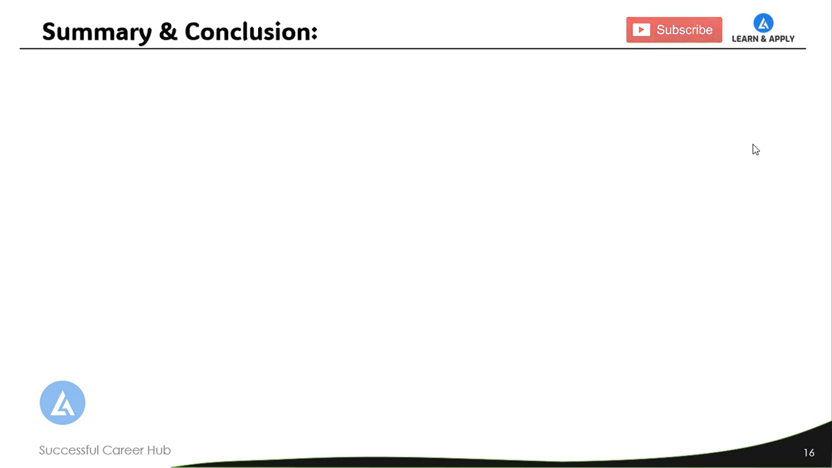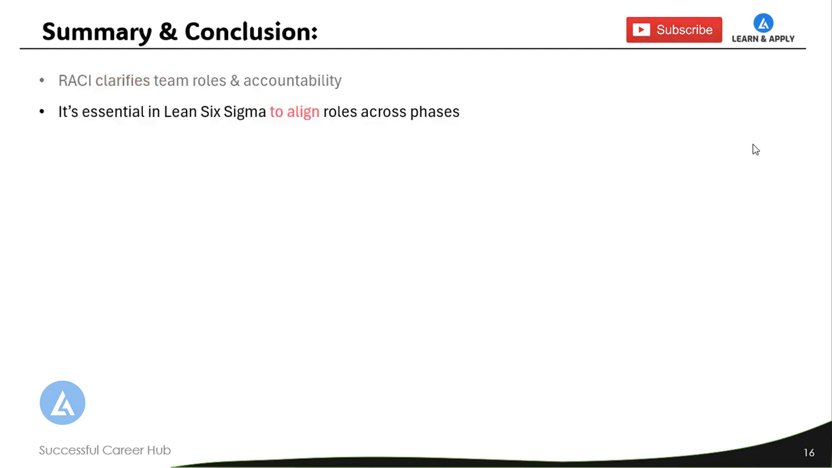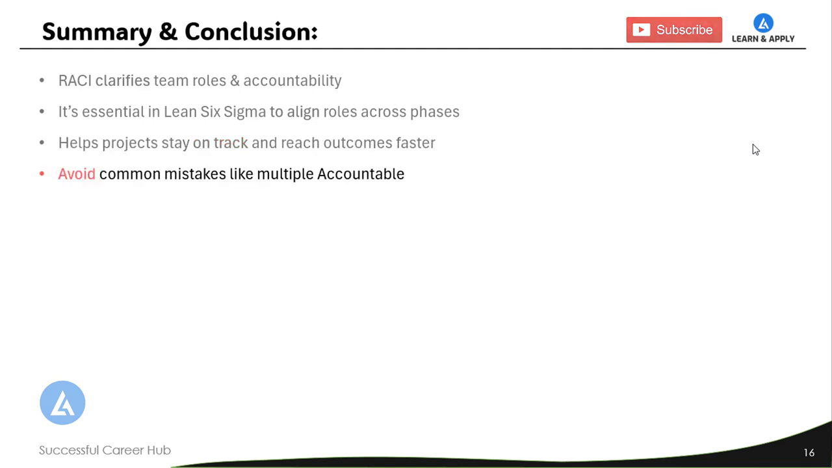Now before the end of this video, let's summarize and conclude what we have learned from this RACI matrix. First, the RACI matrix clarifies team roles and accountability. It is an essential tool in Lean Six Sigma to align roles across phases. As we discussed at the start of the video, this is not only limited to Lean Six Sigma, you can use it in professional life as well as your personal life. The RACI matrix also ensures that the project stays on track and reaches outcomes faster. The RACI matrix also helps to avoid common mistakes like multiple accountability. And at the last, use RACI as a live document. This is all about the RACI matrix.